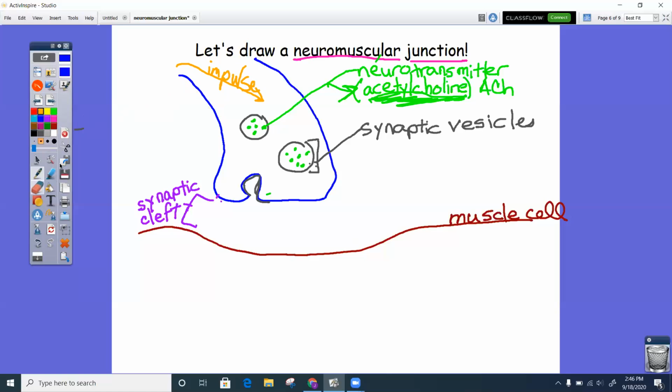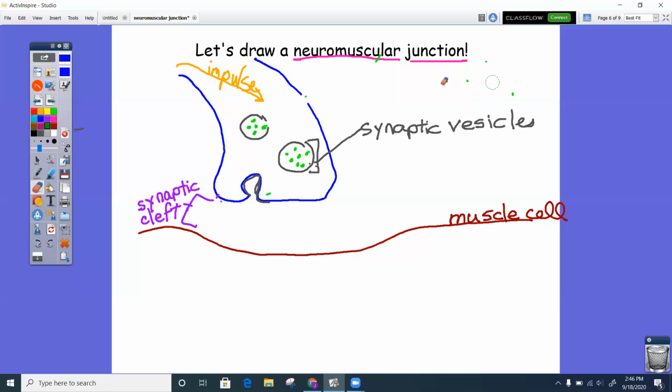Next, let me erase a little bit here. That's still acetylcholine, that's not changing. You can draw this wherever you want to, as long as it's in this neuron. I'm going to switch to pink here, maybe. Okay. So in the membrane of this axon terminal is a voltage-gated calcium channel.